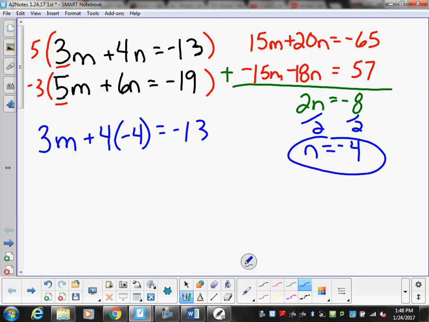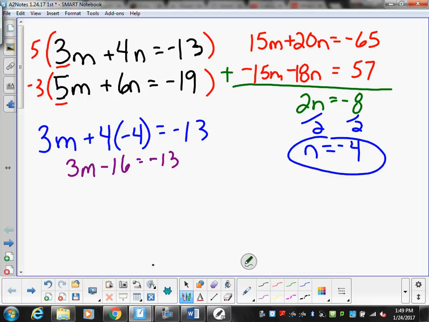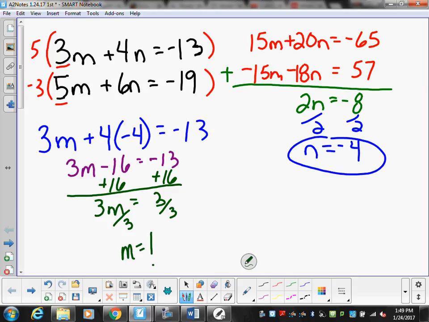And now I'm just going to solve. So 3m minus 16 equals negative 13. Okay, add 16 to both sides. So 3m is equal to 3. Divide by 3 and m equals 1. Okay, so what is my solution here? 1, negative 4. 1, negative 4, because m comes before n.